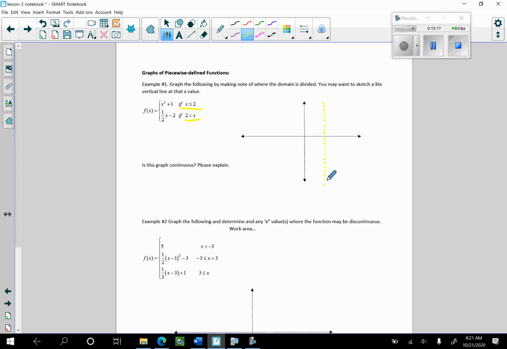All right, and we're going to see that when x is less than or equal to 2, I'm looking at this easy quadratic graph. This is a quadratic that opens up because a, the leading coefficient of x squared, is positive. It's going to open up. And in fact, the minimum is at 0, 1. So this graph looks like this.